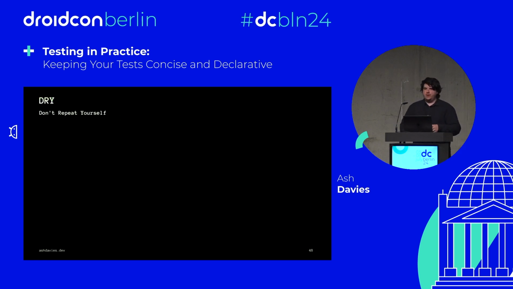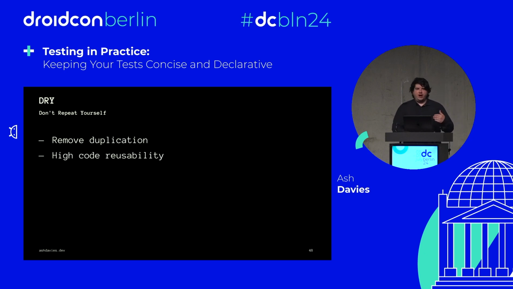If you're familiar with the DRY principle, don't repeat yourself, so remove duplication. You want to try and keep code as reusable as possible, and it isolates the change to the place where it's actually being called. But this often means that you're going to have to cater for multiple scenarios, and then your code becomes a little bit more ambiguous, a little bit more general, and it's communicating less information.